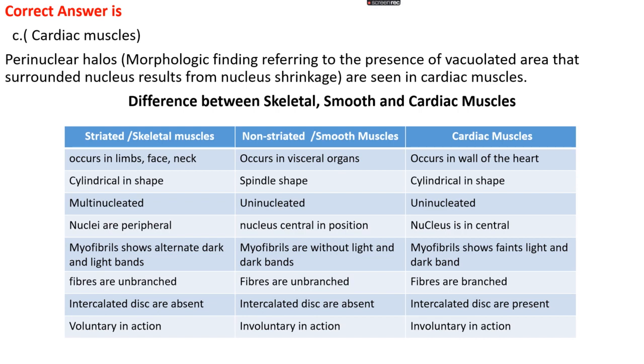The location of the nucleus in striated muscles is peripheral. The nucleus is located at a central position in non-striated muscles, and in the center in cardiac muscles too. Myofibrils show alternate dark and light bands in striated muscles. Myofibrils are without light and dark bands in non-striated muscles, and show faint light and dark bands in cardiac muscles. Fibers are unbranched in striated and non-striated muscles, while fibers are branched in cardiac muscles. Intercalated discs are absent in striated and non-striated muscles, while they are present in cardiac muscles. As for the nature of the muscles, striated muscle is voluntary, while non-striated and cardiac muscles are involuntary.